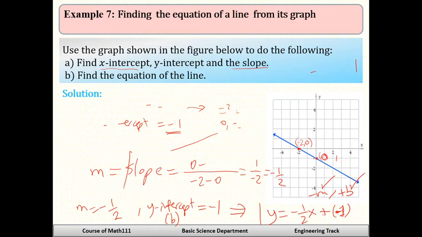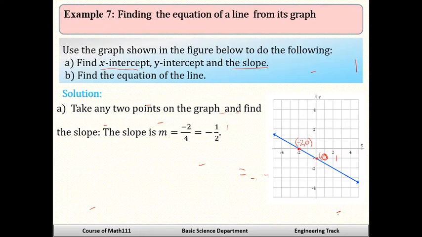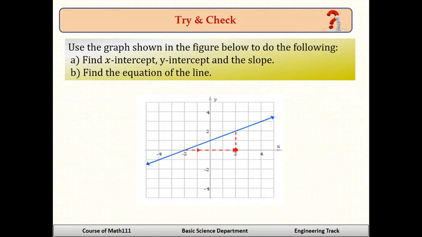And let's see how it is given in the slides. The slide here says the slope is minus 2 over 4, and then the y-intercept is minus 1, and it gives this one. So we will do the same thing for this problem.